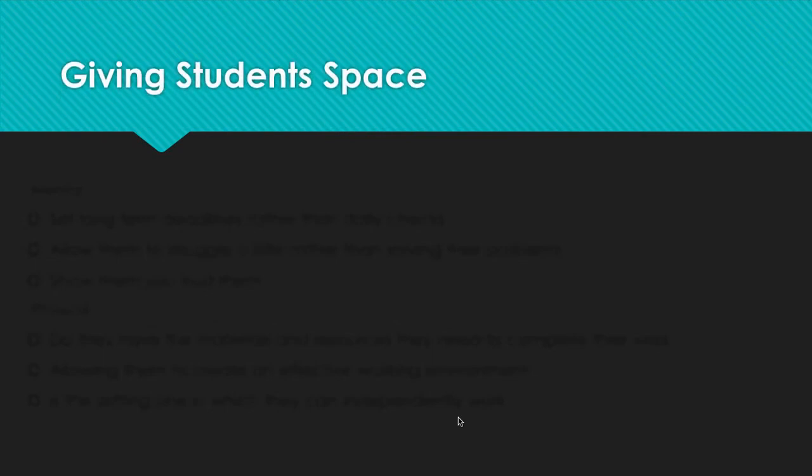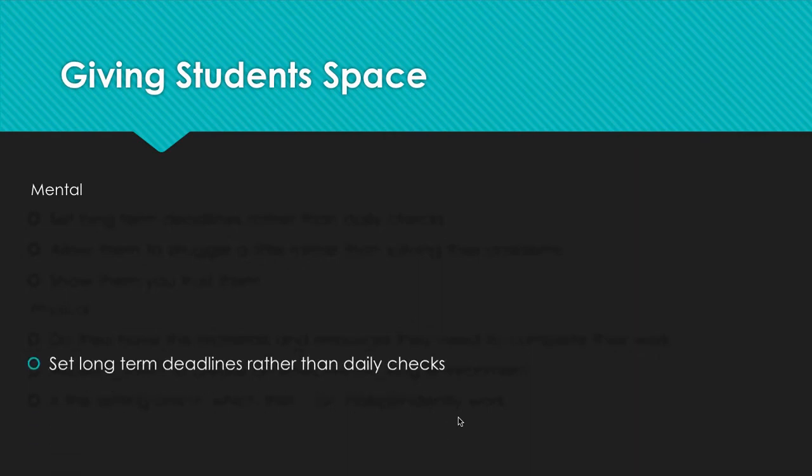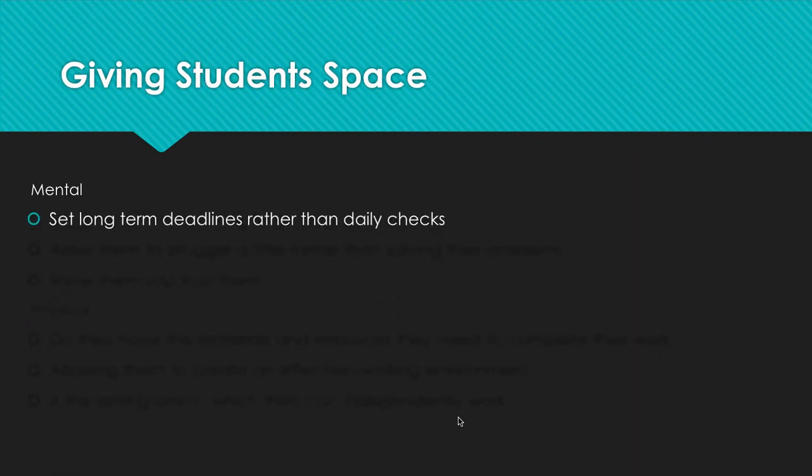So there are some pieces of advice I would give. When it comes to giving students space, first off, there's two different types of space. There's mental space, which is the first one. And so some things to consider. Set long-term deadlines rather than daily checks. Especially in a virtual setting, you don't have the time to check in with each individual student every single day. That would take forever. Instead, what if you say a few days from now, we're going to check in, or a week from now, or a week and a half from now, we are going to have a meeting. We're going to talk about where you are and where your progress is.